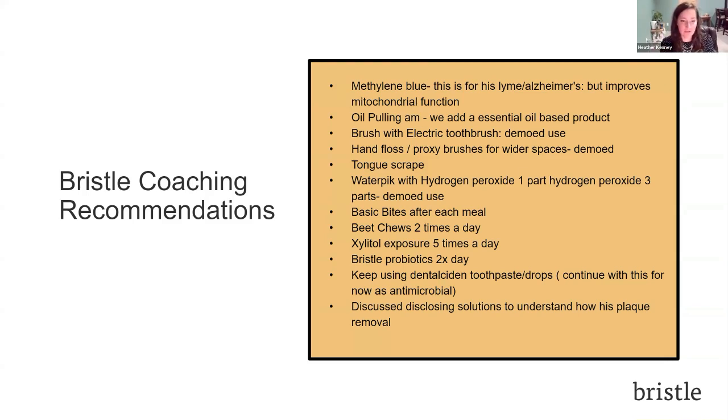Tongue scraping, water flosser with hydrogen peroxide, 1 part to 3 parts water, to take care of those anaerobic bacteria and get more oxygen below the gum line. Basic bites for pH and helping with those nitrate reducing bacteria. Nitrate chews, xylitol to help with pH balance throughout the day, and then Bristle probiotics. He was using Denticidin toothpaste and the Denticidin liposomal drops. I do like that product as well.